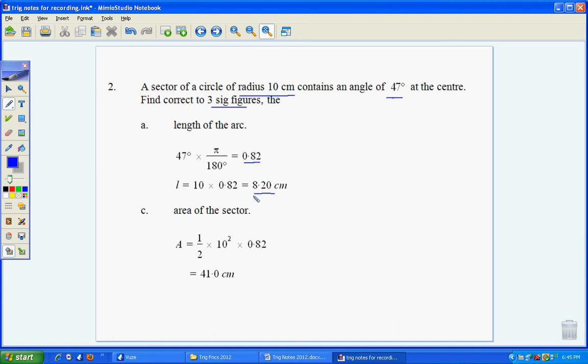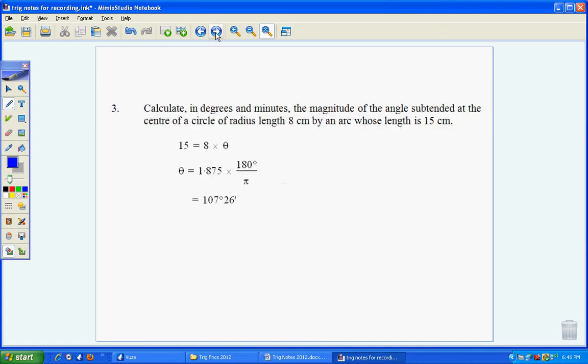Our radius is 10. 10 times the 0.820 gives us 8.20 centimetres. So there's our length of our arc. The area of the sector, again, we're applying half r squared and theta. Theta is going to be in radians. We can't use the 47, it'll give us an error. Comes out to approximately 41.0 centimetres. Remember, that's going to be an approximation because pi is irrational.